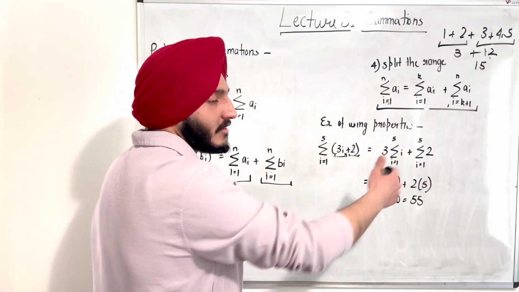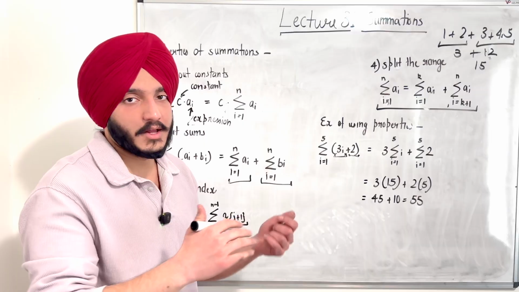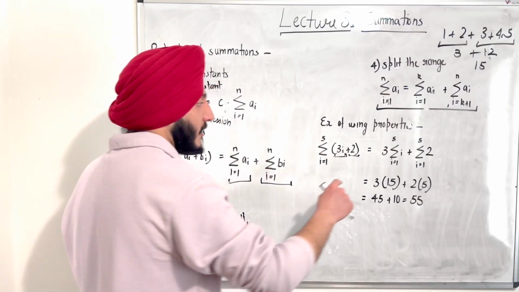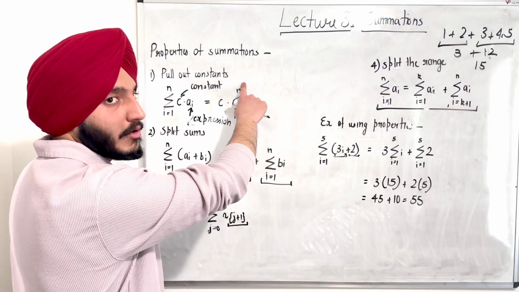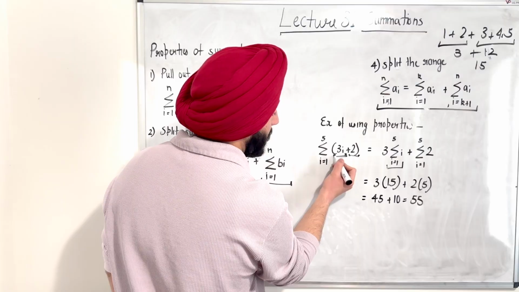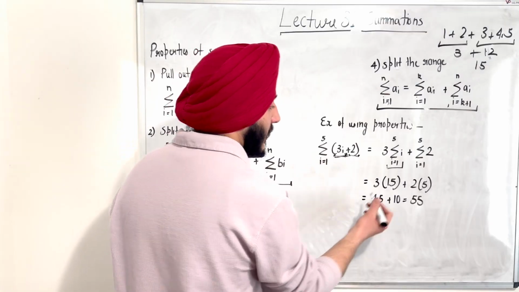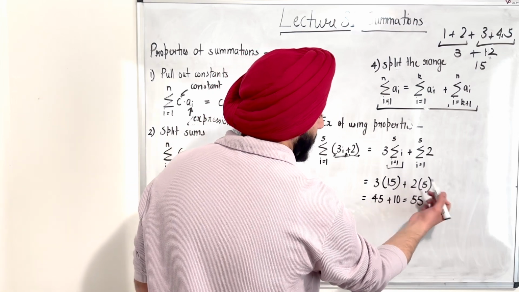Another thing, I did two steps in pretty much the same step, I should say. So I should have added multiple steps. But the point is, in the first step, I used the split sums property. In the next step, I used the pull constants property. And I pulled the 3 out of this 3i situation over here, right? Which gives me 3 multiplied by 15 plus 2 multiplied by 5.